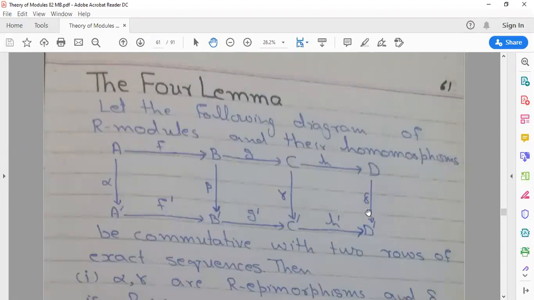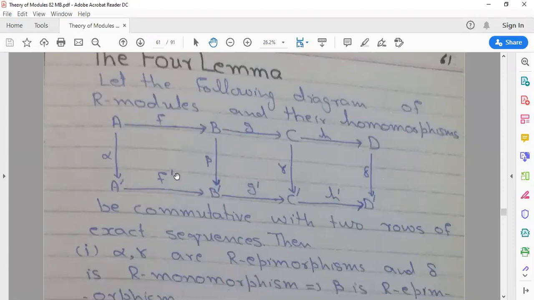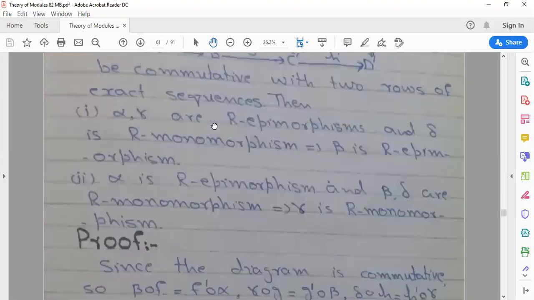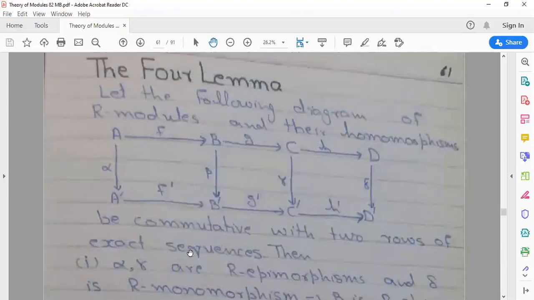But here in lemma 4, we add this part and say that this diagram is commutative with two rows of exact sequence. Alpha and gamma are epimorphisms and delta is a monomorphism, then so is beta. After this, if alpha is an epimorphism and beta and delta are monomorphisms, it implies that gamma is an R-monomorphism. So basically we have proved the two parts in this theorem.